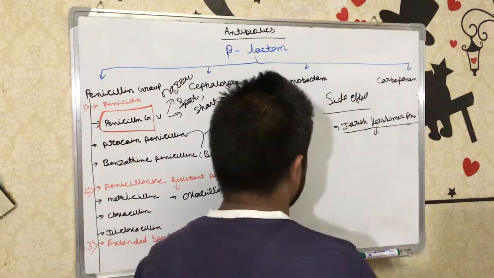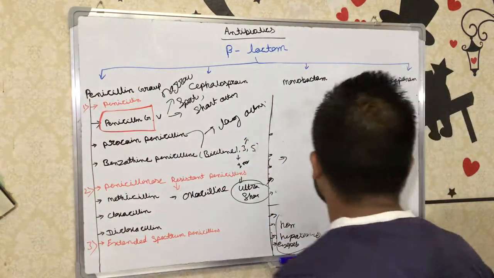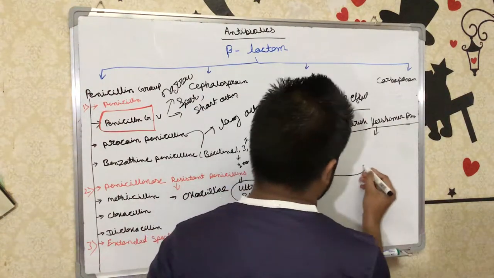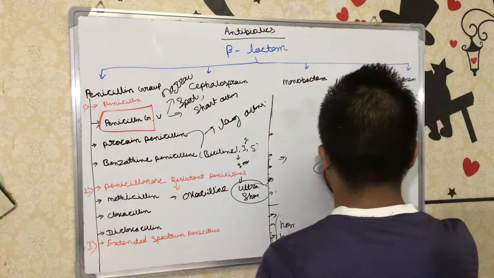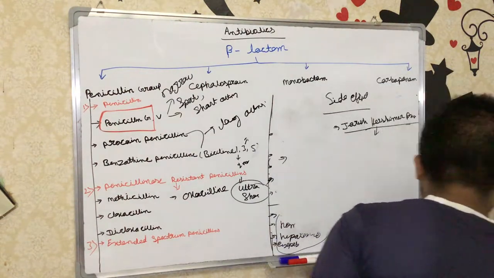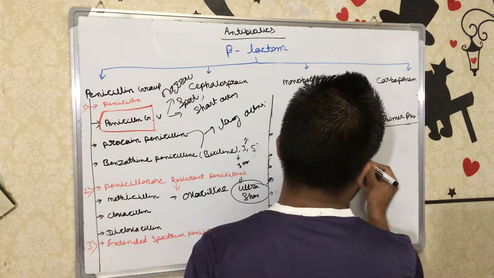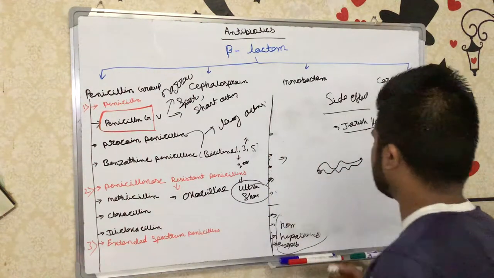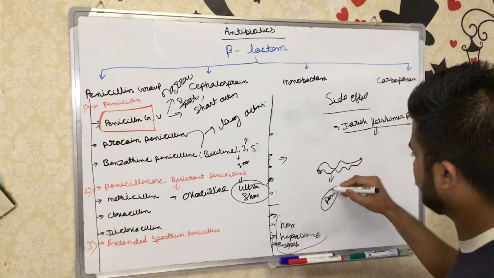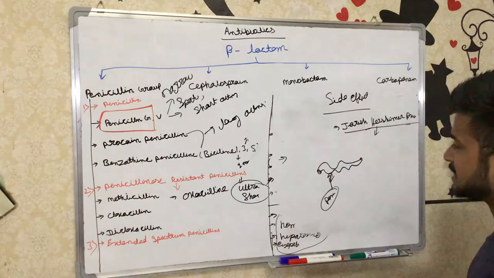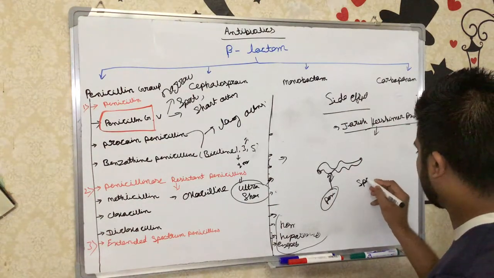What is this? As we know, penicillin has a bactericidal action. So this is the Treponema pallidum bacteria, a spirochete. And we give the penicillin. After giving penicillin, the bacteria is destroyed, meaning the spirochetolytic effect.